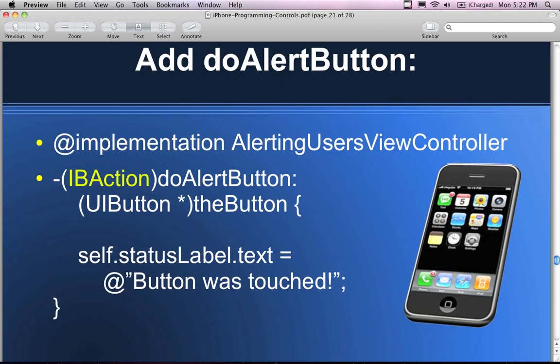In terms of that implementation, the @implementation is where we're going to put it, AlertingUserViewController, which is the same example that we've been using so far with the label. IBAction, doAlertButton, get the information from the IBAction, the button, and then set, as an example, self.statusLabel.text equal to "The button was touched." Essentially what you're doing is setting the text to "The button was touched" in terms of the text that's going to show up in the status label that we put. So this example actually works with the previous one in terms of the label. In fact, you can cut and paste and put all the examples together, and it all works in terms of a source code example.